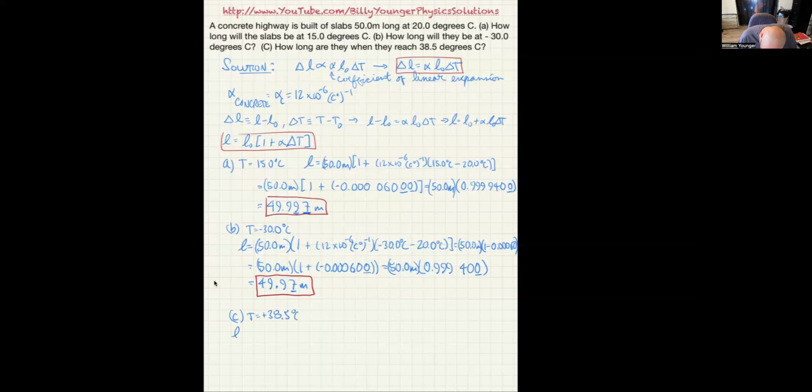And then we'll say that L is equal to 50.0 meters times 1 plus 12 times 10 to the negative 6 Celsius degrees to the negative 1 power times, in this case, 38.5 degrees Celsius minus 20.0 degrees Celsius. So this will be a markedly smaller change in temperature than that negative 20 to 30, but still a pretty significant change. So that's going to give us 50.0 meters times, now let's see what the math is.